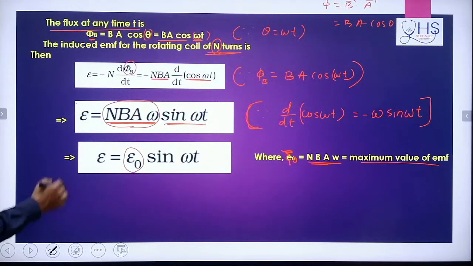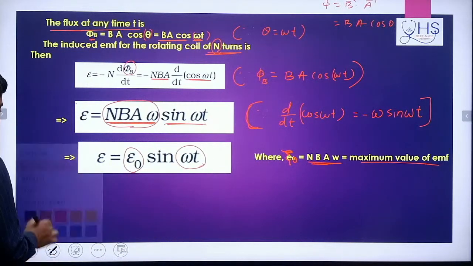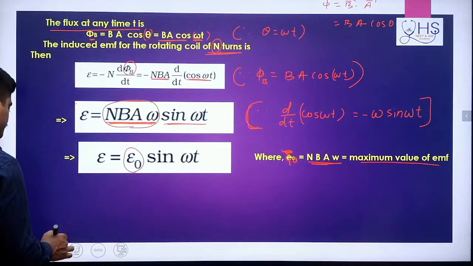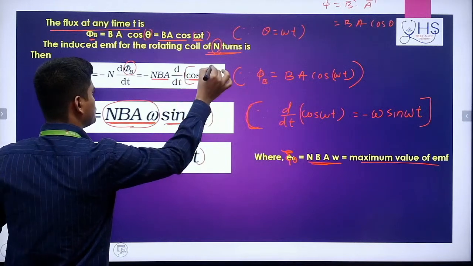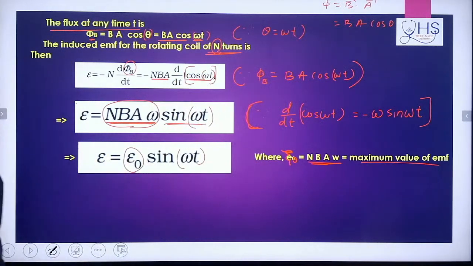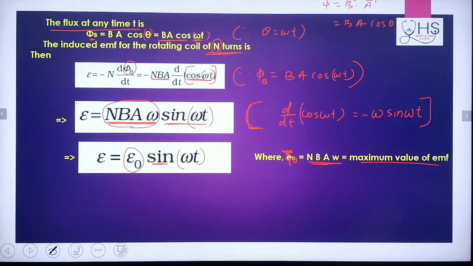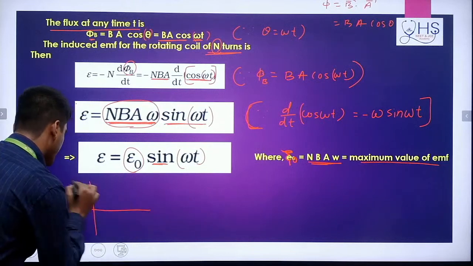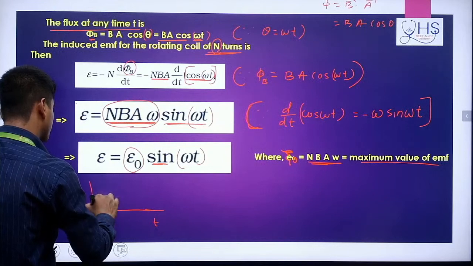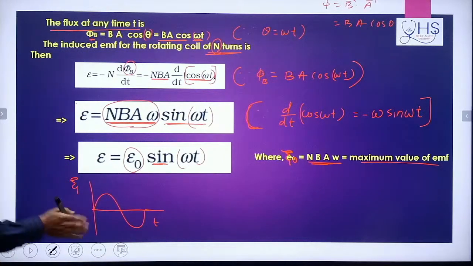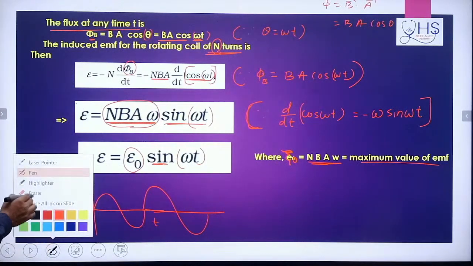Now see here, induced EMF depends on time. You can keep omega t in a bracket so that you can understand it. And this sin means sinusoidal function. If you draw the E and t graph, it will be like this, a sinusoidal graph. So it is changing its direction periodically. We'll see that later.